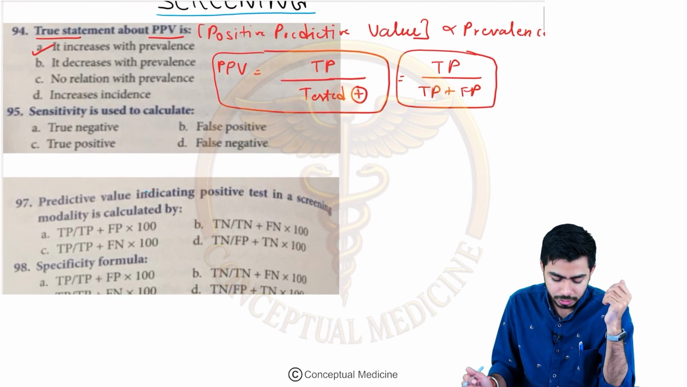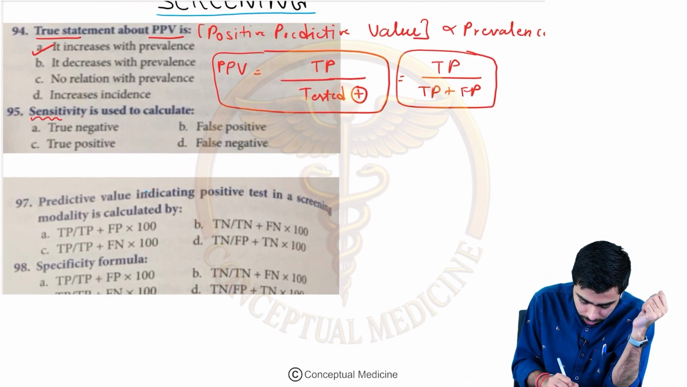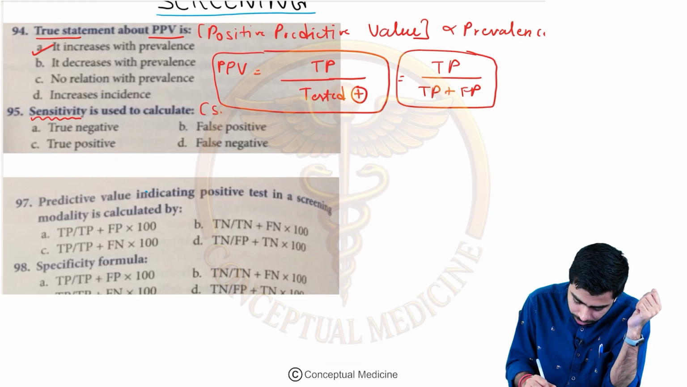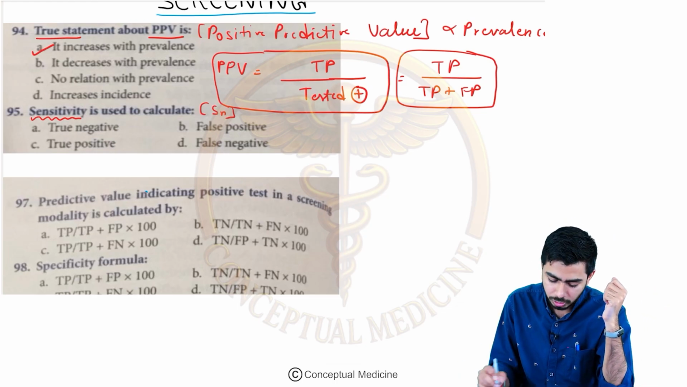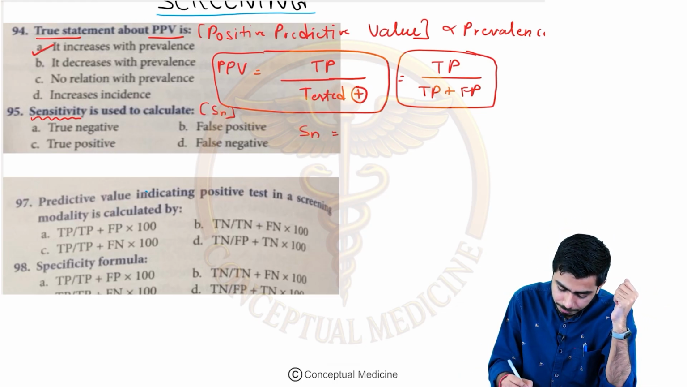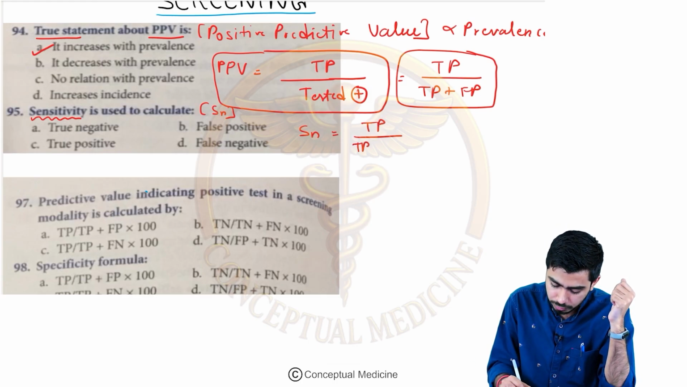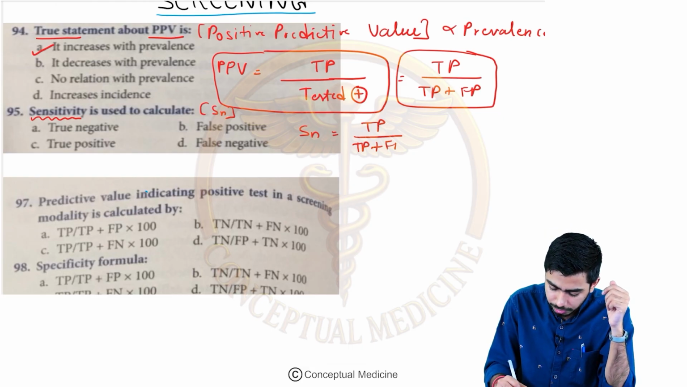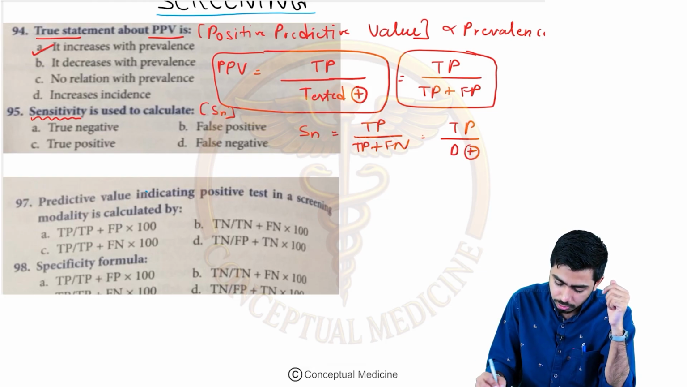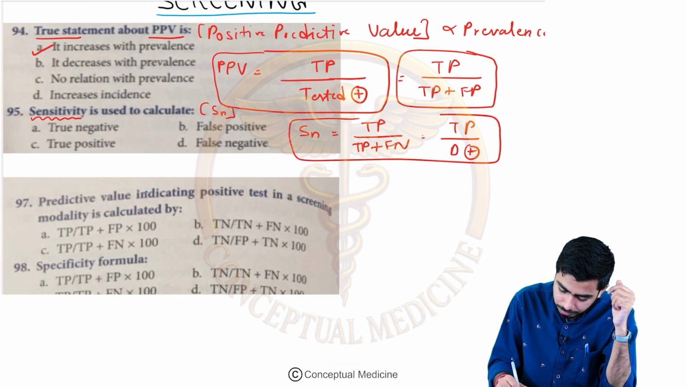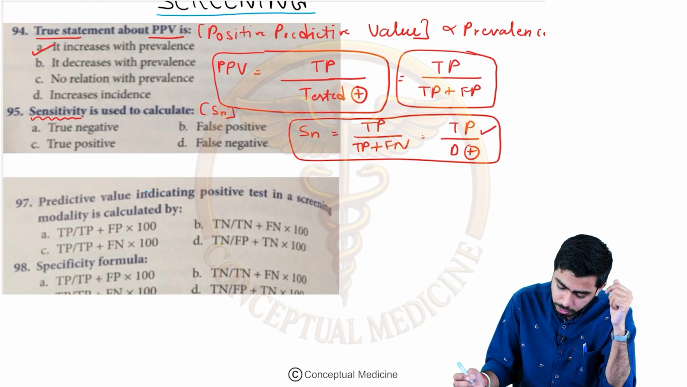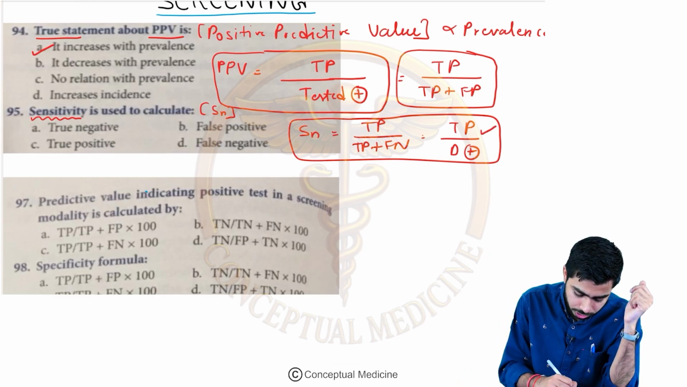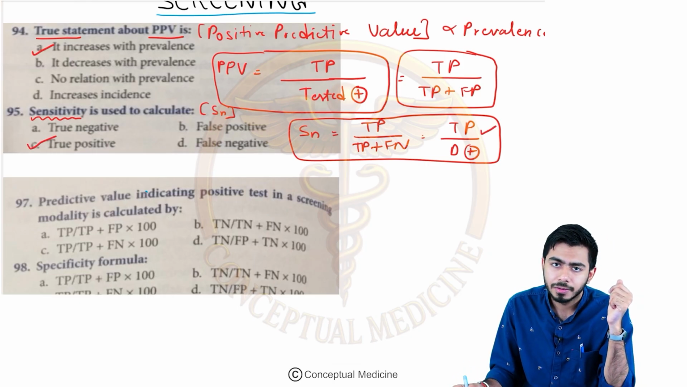Sensitivity is used to calculate, guys. Sensitivity, which is also abbreviated as SN. What was the formula of sensitivity, guys? It was true positive divided by true positive plus false negative. So that is true positive divided by disease positive. That was your formula. Here I am talking about the true positive, so that is the answer, right?